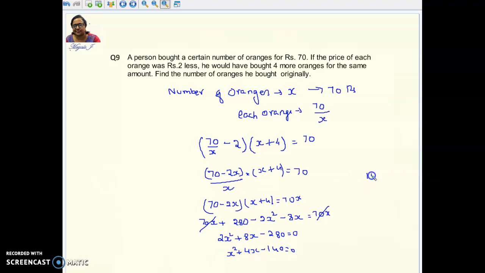The normal way which I used to do: you write 140 and try to take factors. Because it is negative, the difference of the 2 should be 4. So which 2 will give 4? Like 14 and 10. I am directly writing it because it's easy, because 4 is there and the difference of the 2 factors should be 4. So I am taking 14 and 10. So we'll write this one.